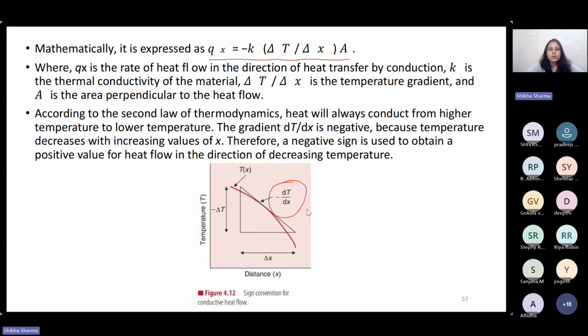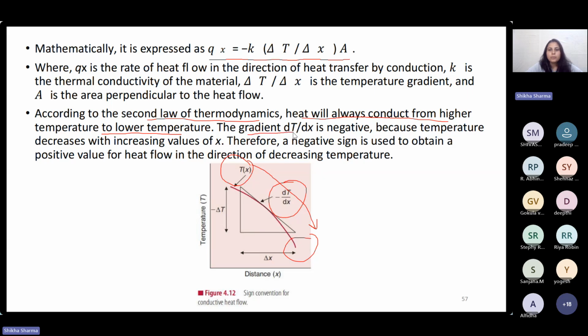If we talk about the second law of thermodynamics, heat will always conduct from the higher temperature to the lower temperature. So T2 is higher and T1 is lower. From higher to lower temperature, heat flows.